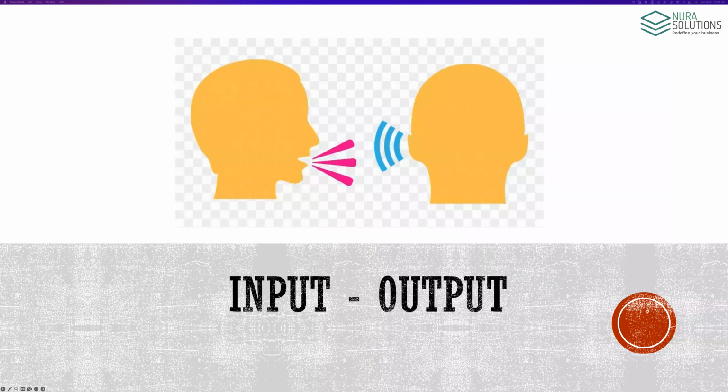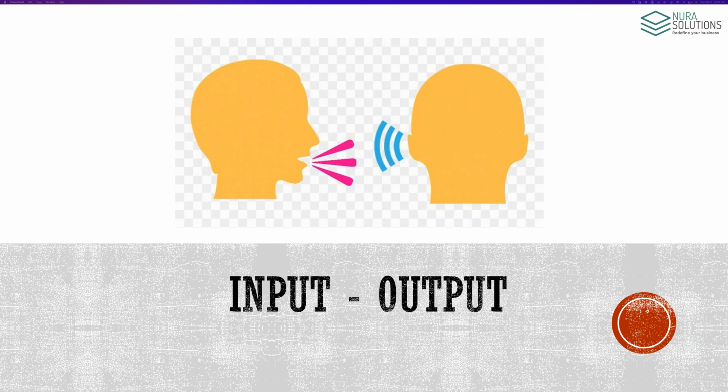So let's see how we communicate with the computer. Before that, let's see how you communicate with each other. Right now, I'm communicating with you by talking, and you're communicating with me by listening to what I'm saying. So there are two parts to this communication, me talking and you listening, right?